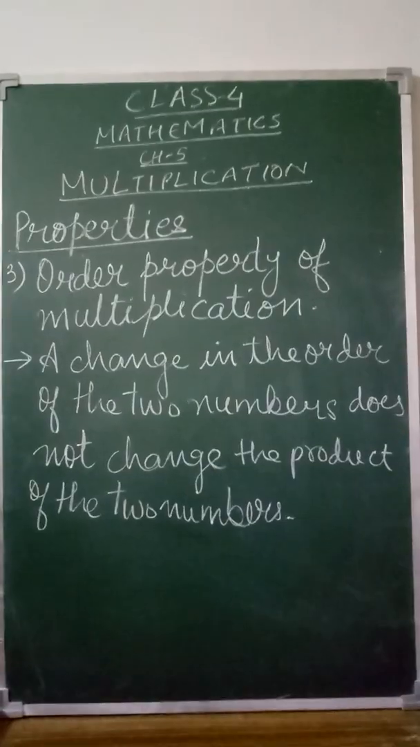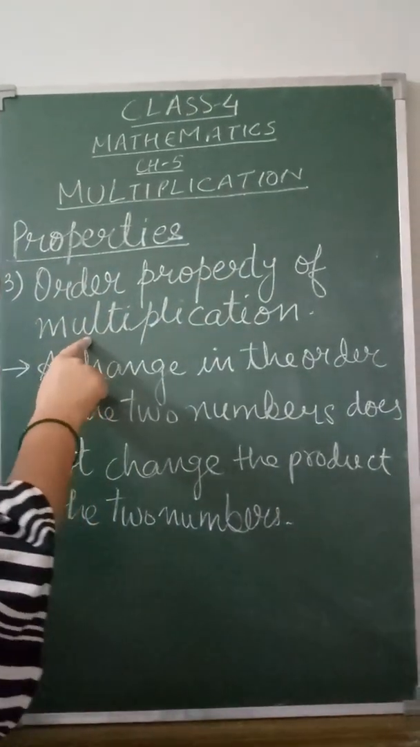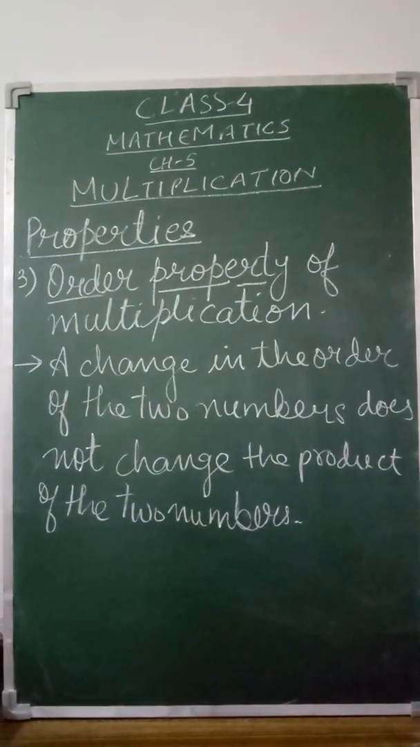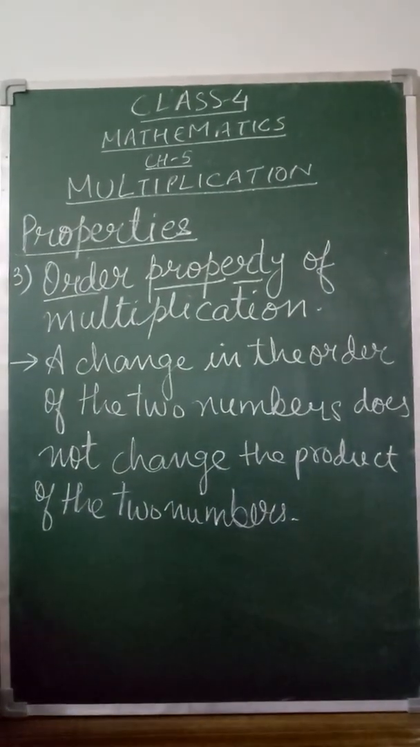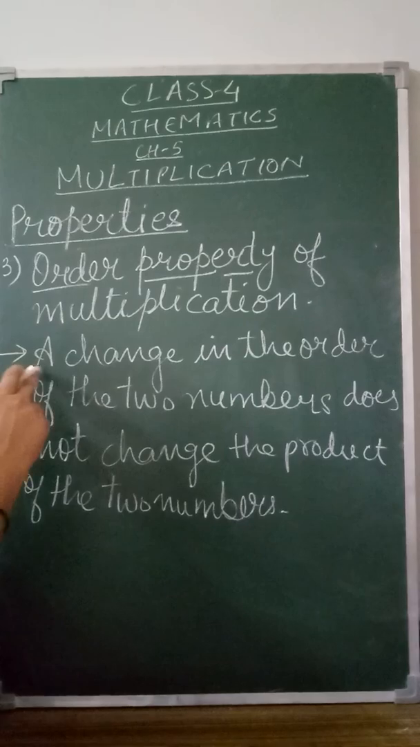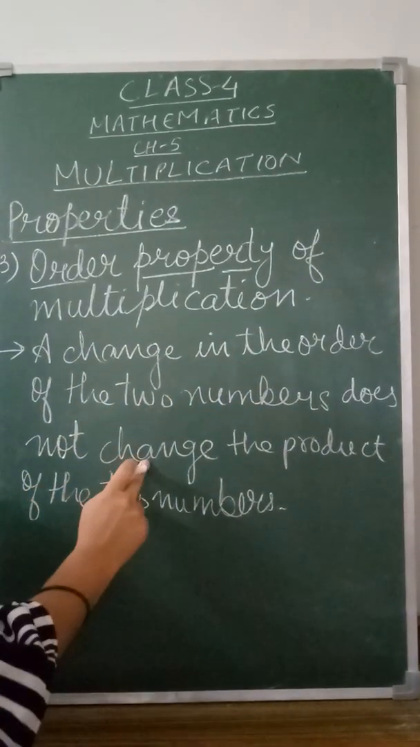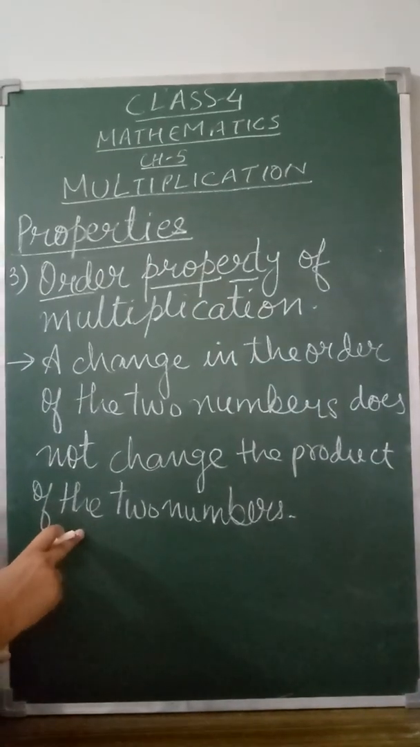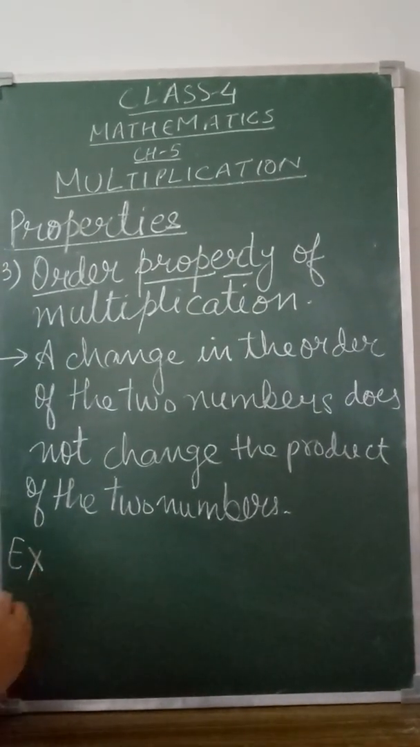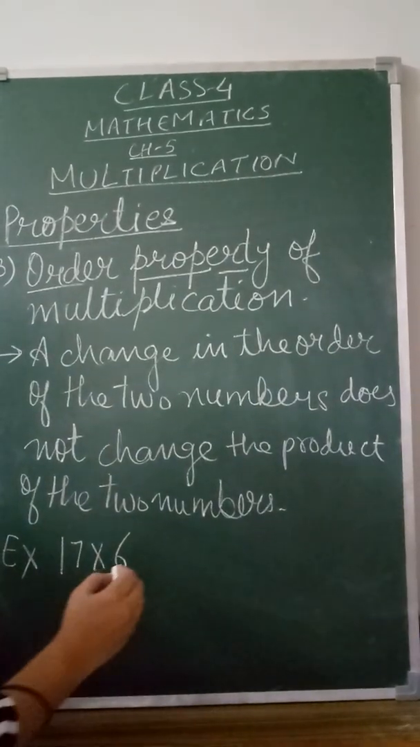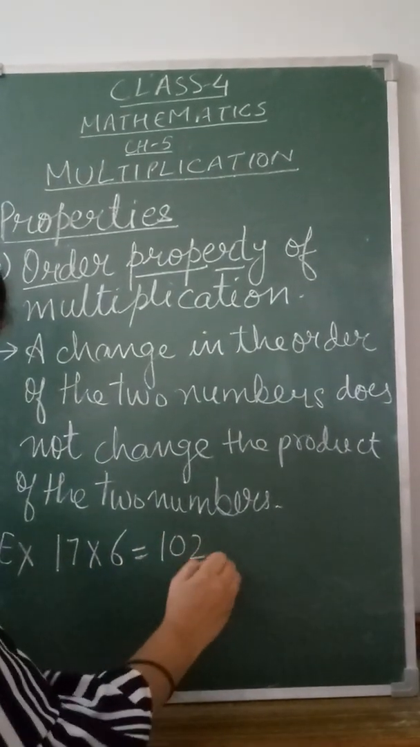Now students, the third property is the order property of multiplication. This order property you have already learned in the chapter on addition. This is the same as we have done in addition. A change in the order of 2 numbers does not change the product of the 2 numbers. Suppose my numbers are 17 multiplied by 6, right?